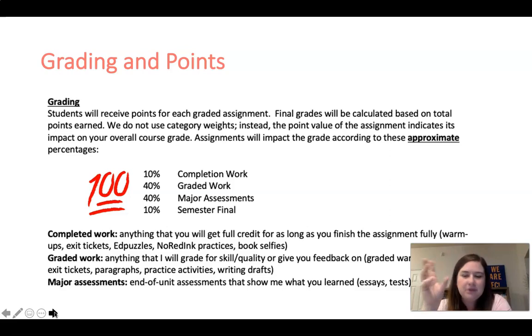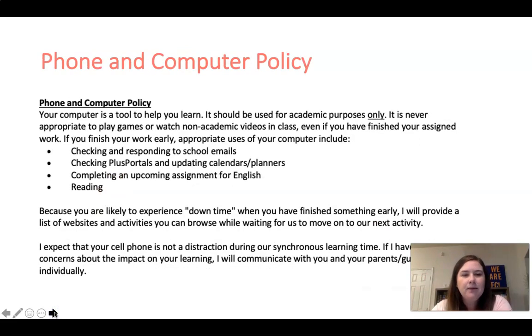And I have calculated it so that it works out to approximately 10% for work for completion, 40% for classwork activities that I grade, 40% for major assessments like essays, and then 10% for the semester final. These are all approximate though, because it depends on how the semester goes with the actual number of points that I give, but you can expect that it'll work out to approximately that.